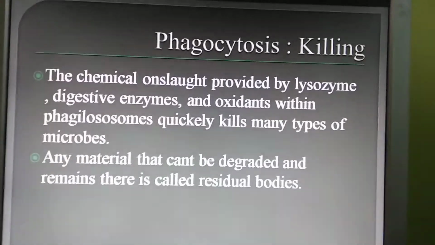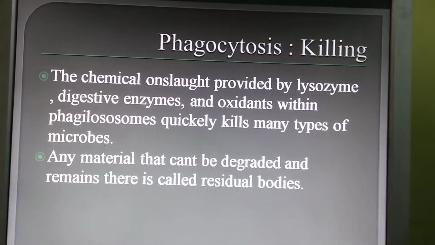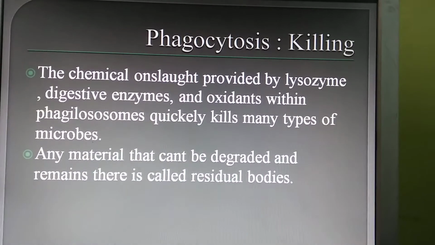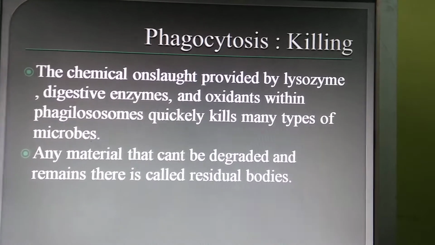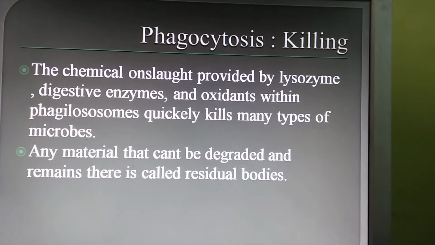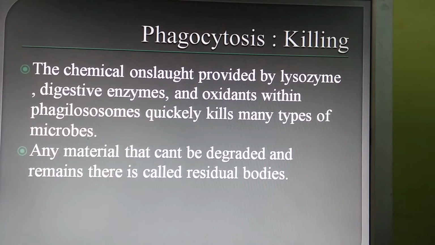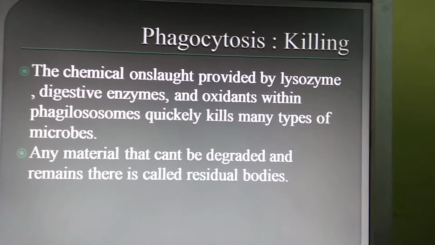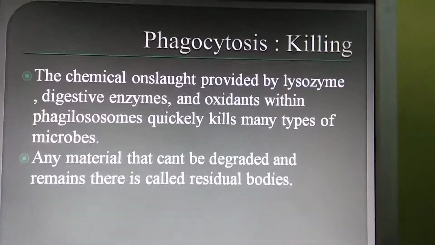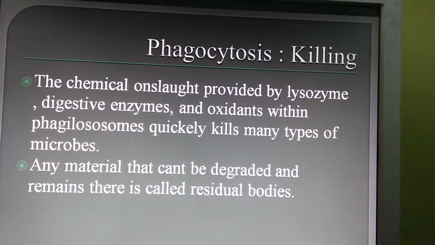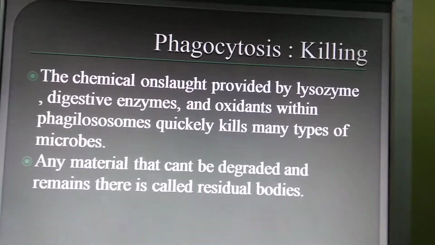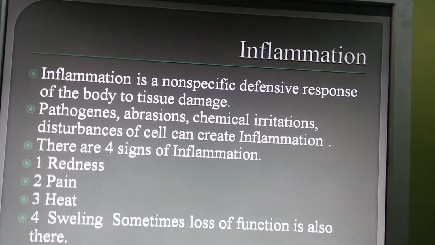Fifth and last stage of phagocytosis is killing. The chemical onslaught provided by lysozyme, digestive enzymes and oxidants within the phagolysosome quickly kills many types of microbes. Any material that cannot be degraded and remains there is called residual bodies. This is about phagocytosis. The main function of the WBC is phagocytosis.